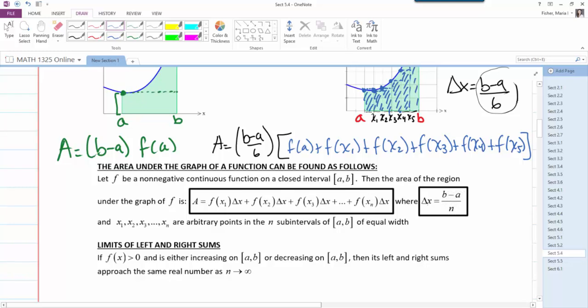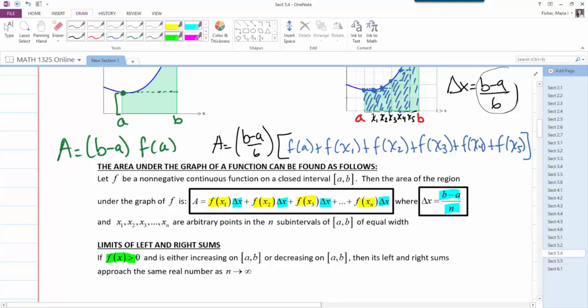over n. x sub 1 all the way to x sub n are arbitrary points in n subintervals of equal width. So each one of these is that height or that length. And then that delta x is your width of b minus a over n, depending on the number of rectangles you choose. Now, above we used left endpoints to find our area and right endpoints to find our area.